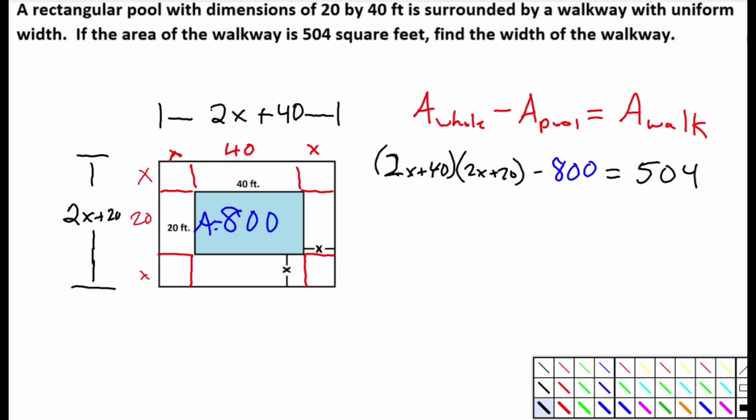Perfect. All right, so does that make sense? So we've taken the area of the whole thing. That means the walkway and the pool. We're going to subtract the pool, which is 800, and then that will leave us with the area of the walkway, which we already know is 504.